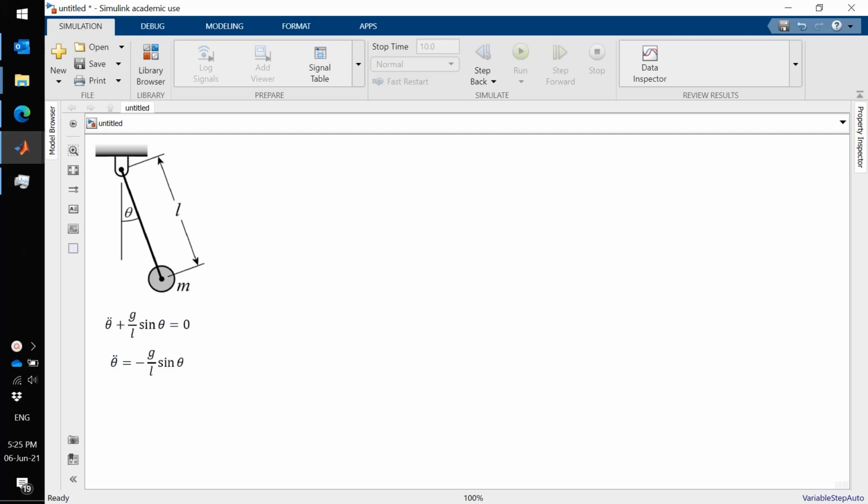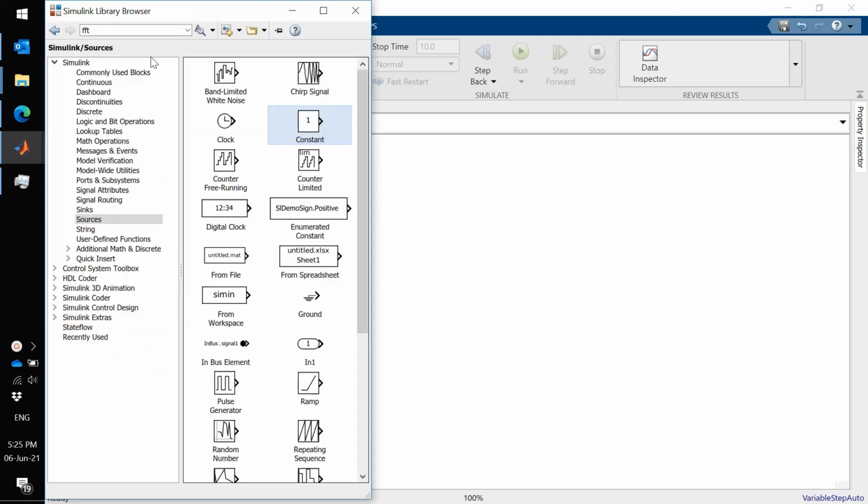Now in this video I will simulate the behavior of a simple pendulum under different initial conditions. The nonlinear equation of motion of a simple pendulum is given here. I will start by rearranging the equation of motion so that the acceleration is on the left hand side of the equation and the rest of the terms on the right hand side.